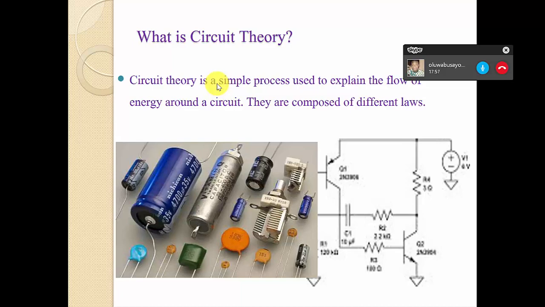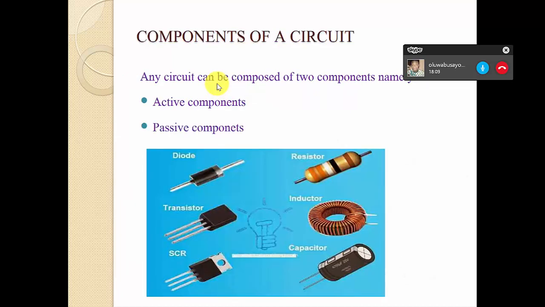Thank you, sir. So, circuit theory is a simple process that is used to describe the flow of energy around the circuit. Now, on my slide 3, I said a circuit can be composed of 2 components, namely the active component and the passive component. The active component is the component that gives off energy. For instance, your battery, your transistors, your diodes, your transformers are active components. Then the passive components make use of energy. They need energy for their own operation. For instance, you have the capacitors, the resistors, the inductors. They are all examples of passive components.